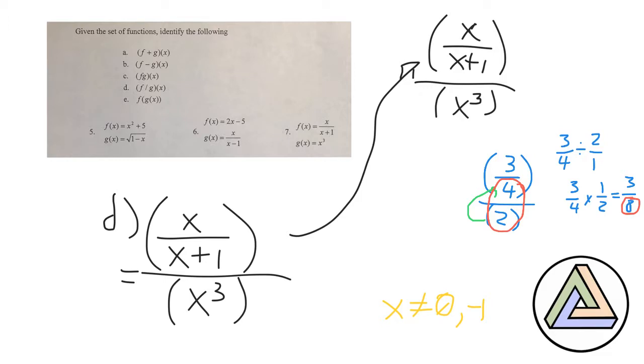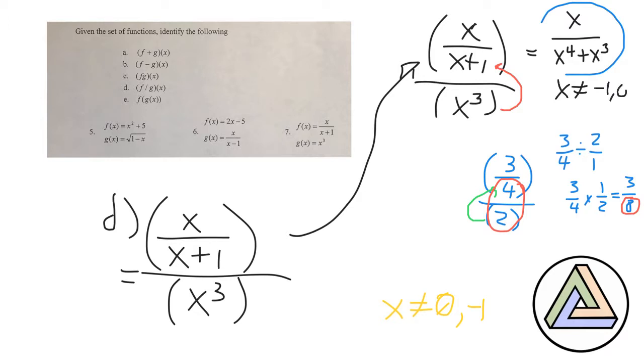So we could take this x to the third and multiply it by just the x plus 1, okay? And I'll just do that right here. That's going to be x over x to the fourth plus x to the third, all right? Because I distributed the x to the third here and to the 1. So in my final answer, I would write x over x to the fourth plus x to the third, and I would also write in there that x cannot equal negative 1 or 0.